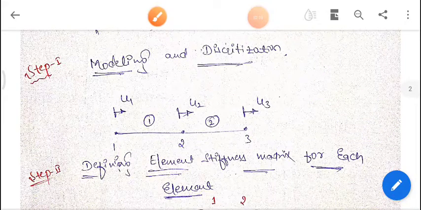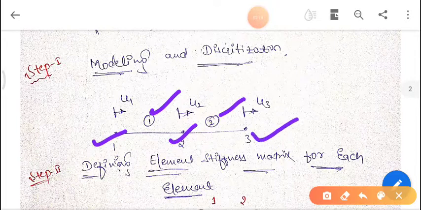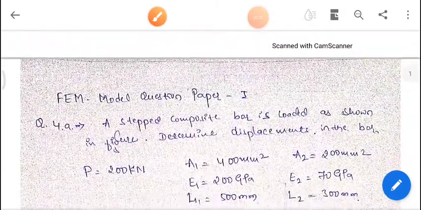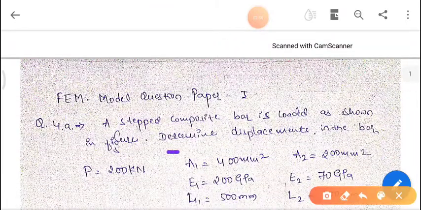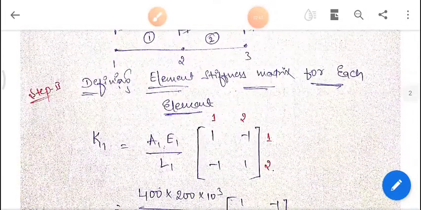Once we do that, we need to define the nodes. The first element is connected between node 1 and 2, and the second element is connected between node 2 and 3, where node 1 gives a displacement u1, at node 2 we will get a displacement u2, and at node 3 we will get a displacement u3. In this problem it is asked to determine the displacement, so we are concentrating only on the displacements.